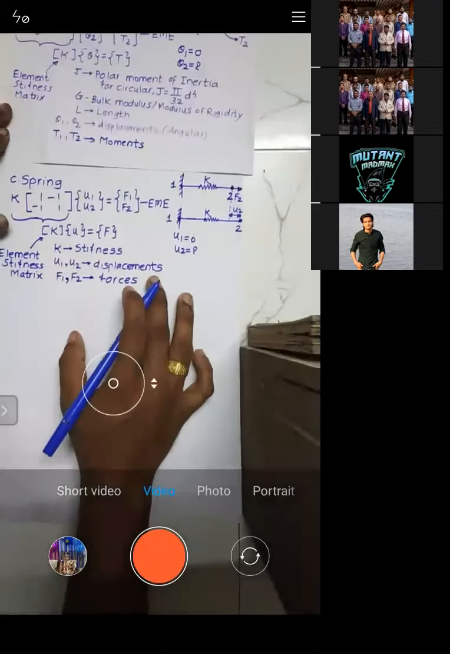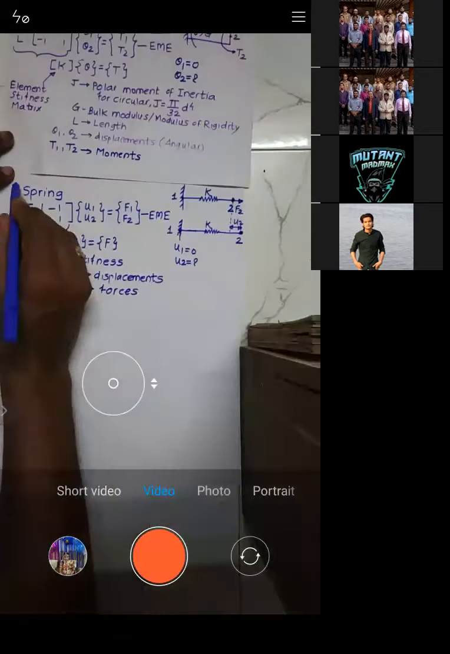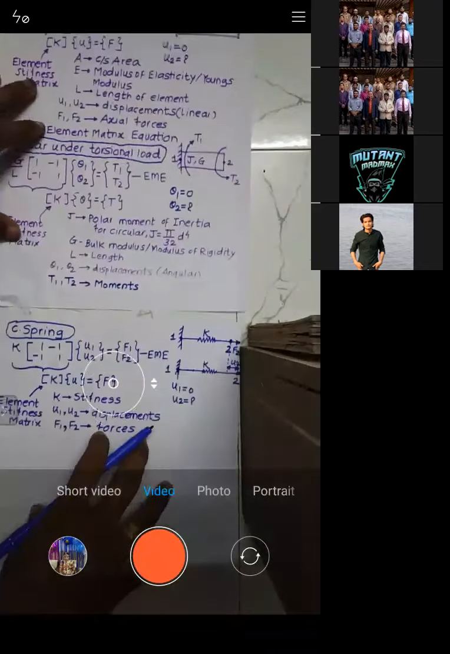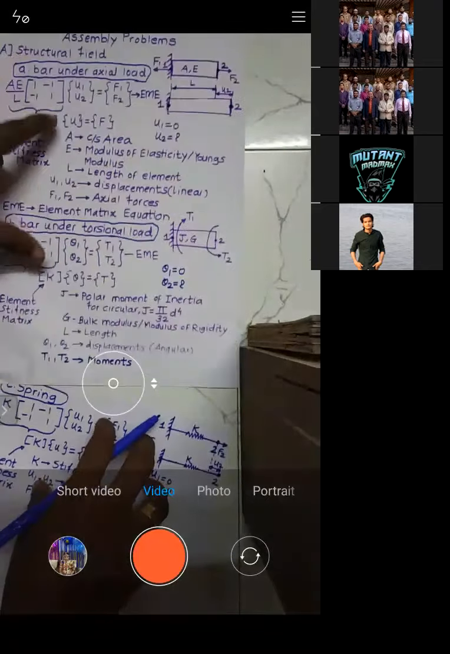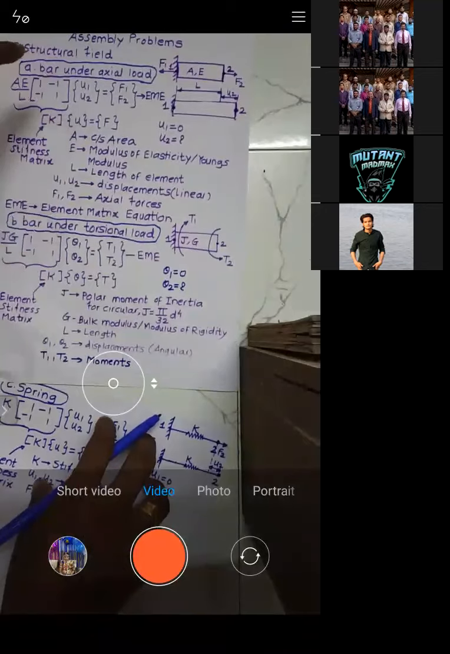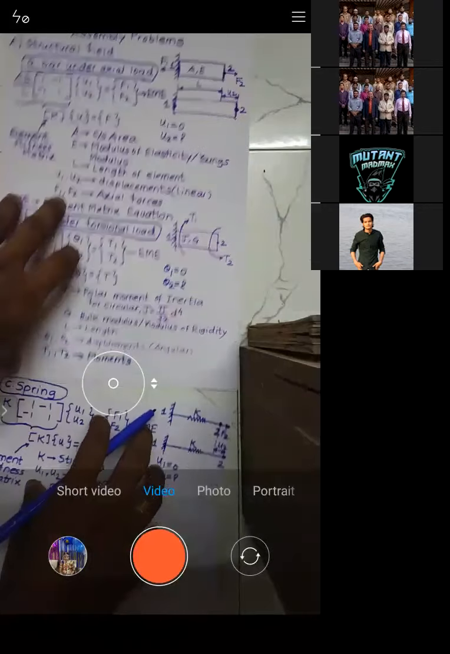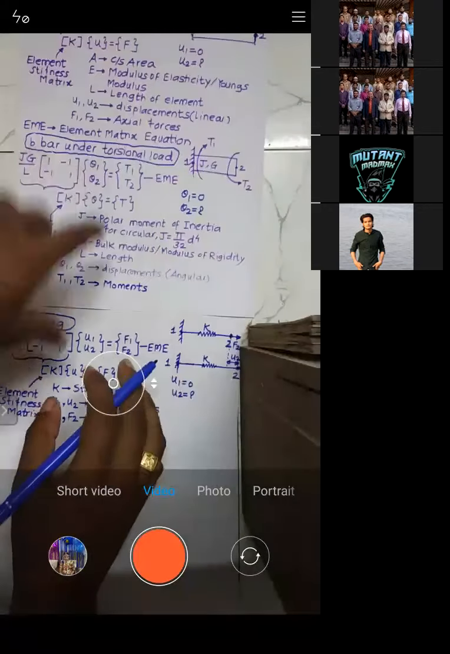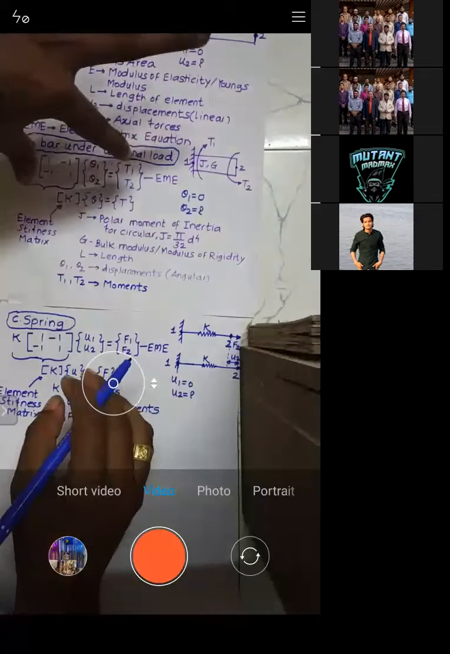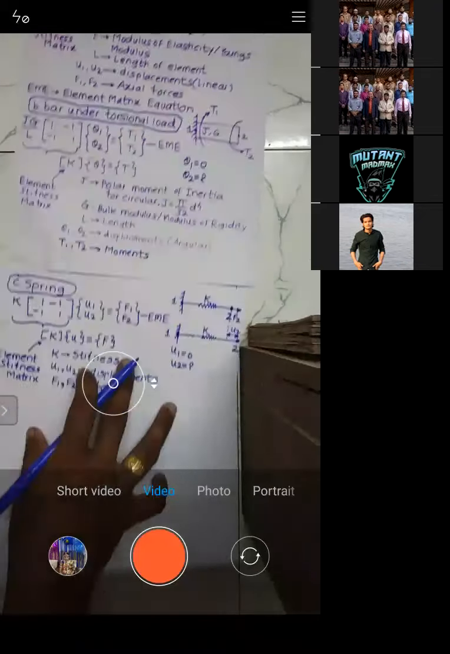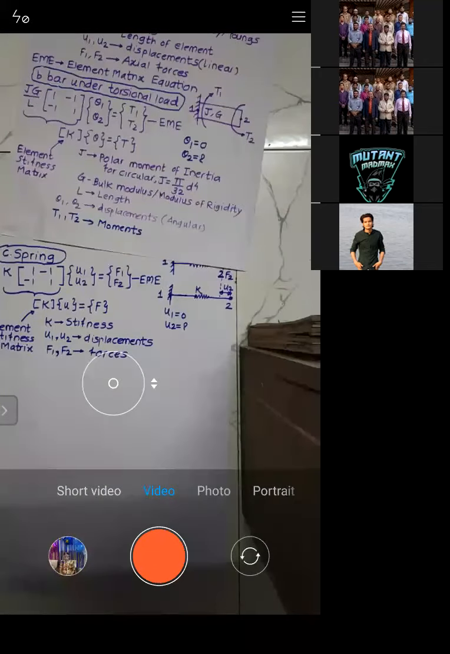Yes, sir. Okay, so if I want to rewind, we have seen the structural field, and in that we have considered three cases: when we have a bar with axial load, a bar with torsional load, and a spring. So accordingly, this element matrix equation will change, right? Now let's move to the next case.